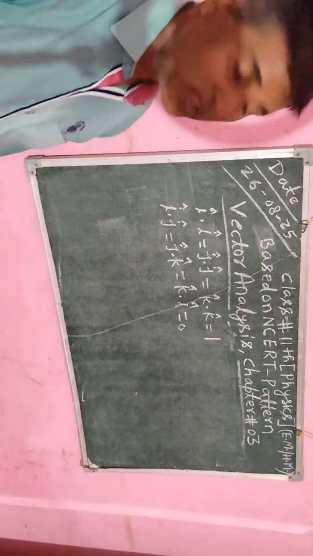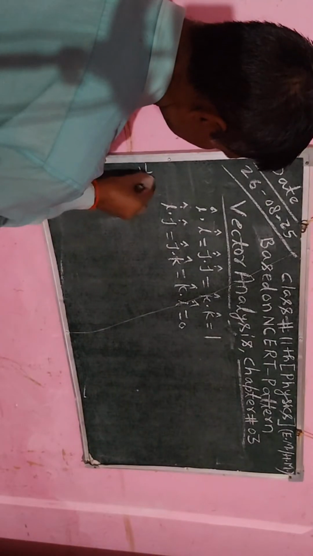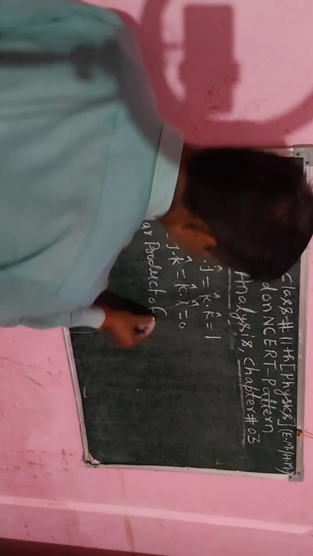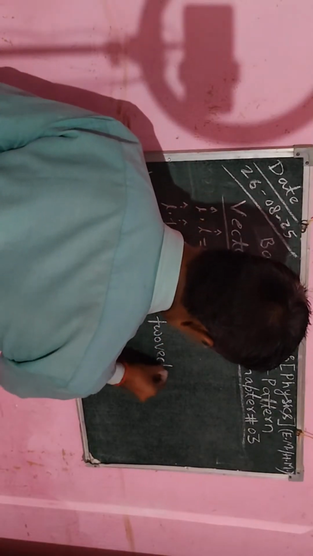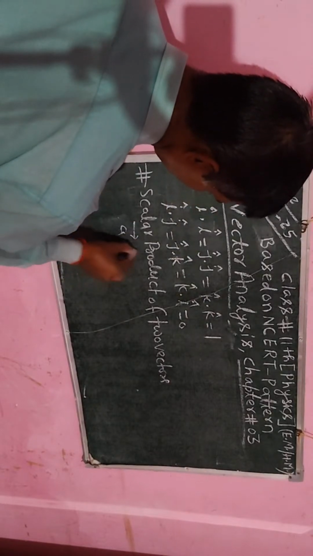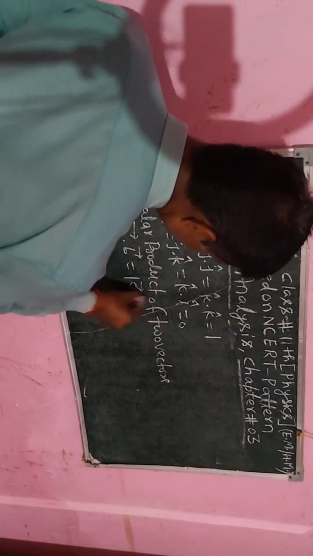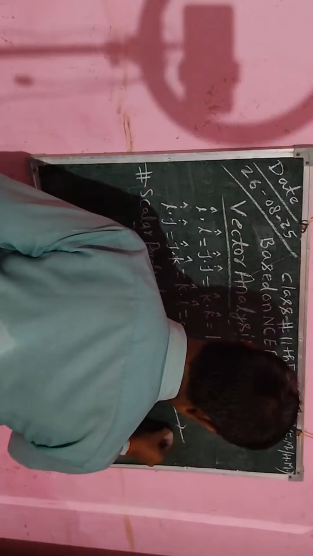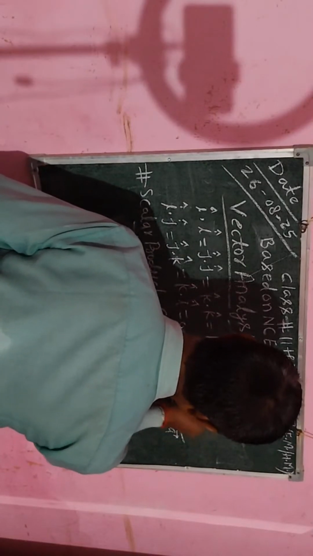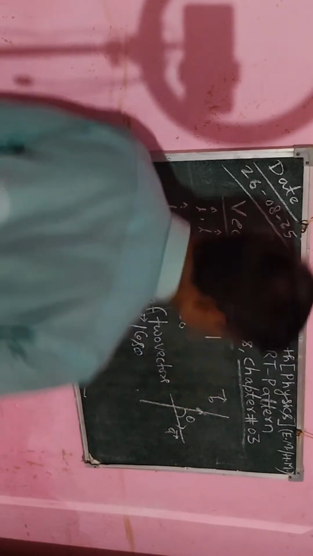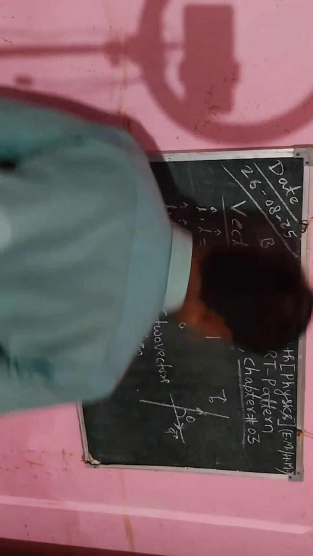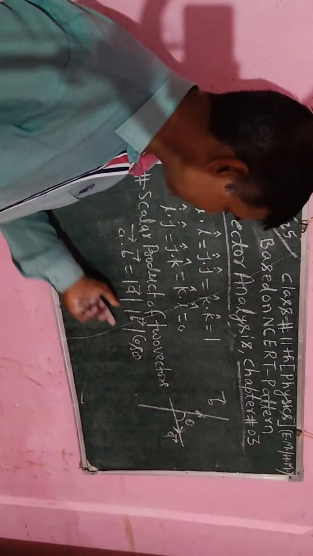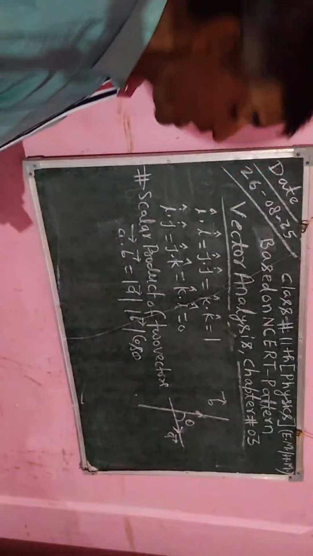The next topic I have to explain is the scalar product of two vectors. One vector is A and another vector is B. Its value will be the magnitude of vector A times the magnitude of vector B times cos theta. It means one vector is placed along this direction, vector A, and the other vector is placed along this direction, vector B. The angle between these two vectors I consider as theta. So the scalar product is given by this formula: vector A dot vector B is equal to the magnitude of A times the magnitude of B times cos theta. This is the required concept, and you have to know it.